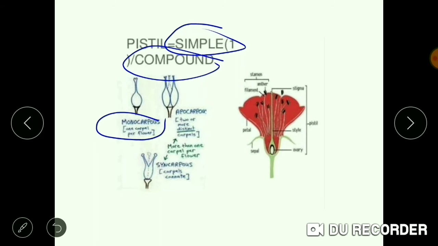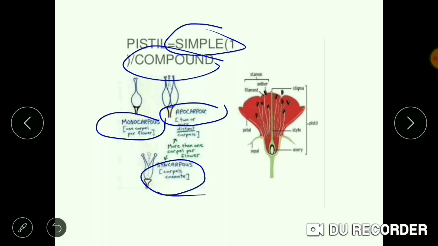Monocarpous is a term given for a single carpel present in the flower. If the flower contains one carpel, it is said to be monocarpous. If they contain two carpels and those carpels are distinct from each other, they are said to be apocarpous. If they contain carpels which are joined with one another, then they are said to be syncarpous, just like the one shown in the diagram.